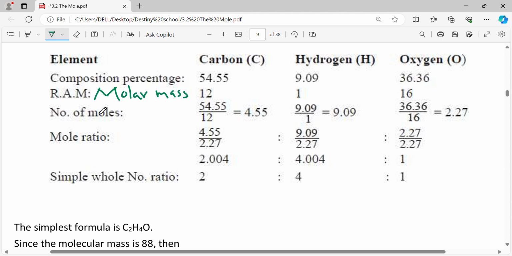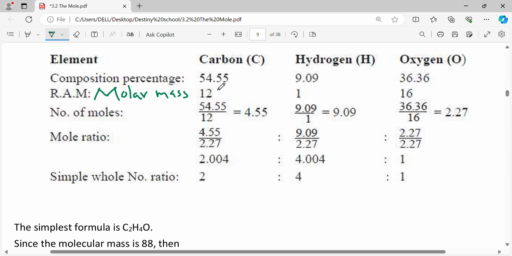Molar mass. So you do it in a table format. The molar mass for carbon is 12, for hydrogen is 1. You take them from the bracket and you write them here. Then oxygen has a molar mass of 16. Then we go to the number of moles.